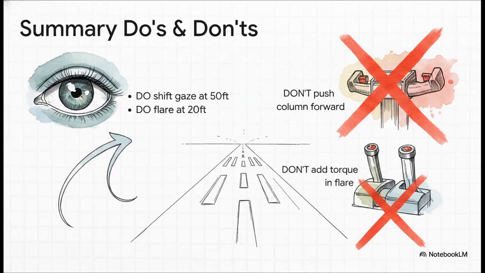All right, let's lock this in with a quick summary of the absolute do's and don'ts. Do, shift your gaze to the runway end at 50 feet. Do, initiate your flare at 20 feet. Don't ever chase those Populites below 200 feet. Don't increase torque during the flare. And whatever you do, don't push the control column forward on short finals. That is a guaranteed, bone-rattling, hard landing.